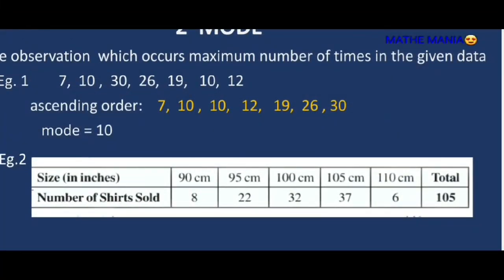Observe this table carefully. Here the number of shirts gives us the frequency. So which is the highest frequency? Yes, it is 37. Now 37 is the number of shirts of 105 size. So 105 is the mode of this particular data. The third measure of central tendency is known as median.